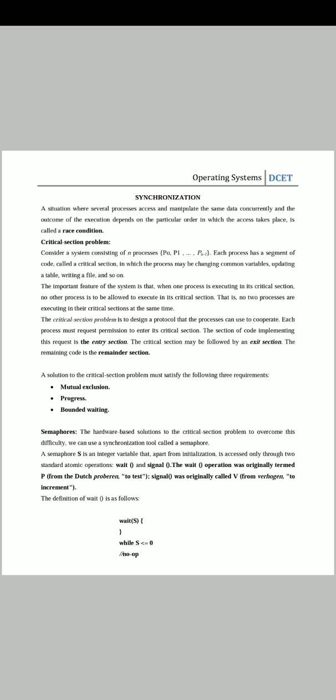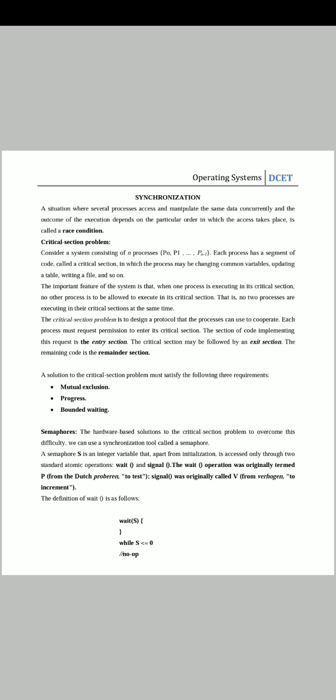This data inconsistency can be handled with the help of some tools and some algorithms in your operating system. That concept we call in operating system as process synchronization.